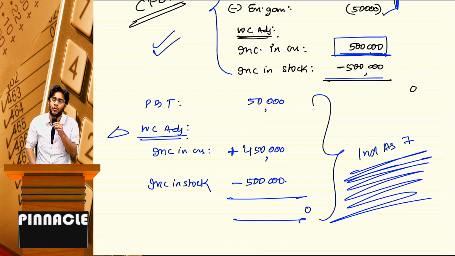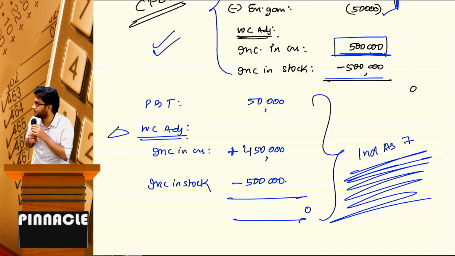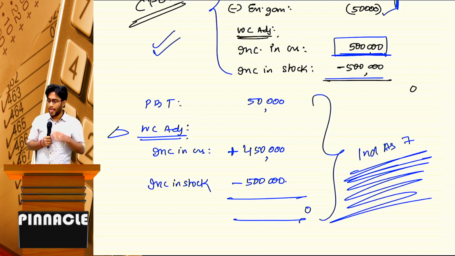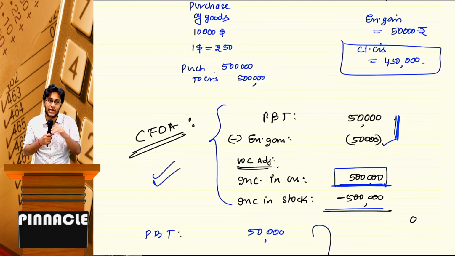Sir, my unrealized gain, now how will it go? Naturally it will go. When you do working capital adjustments, it will automatically get eliminated. Suppose this exchange difference I did not record, then also you are happy, no? From the cash flow point of view.